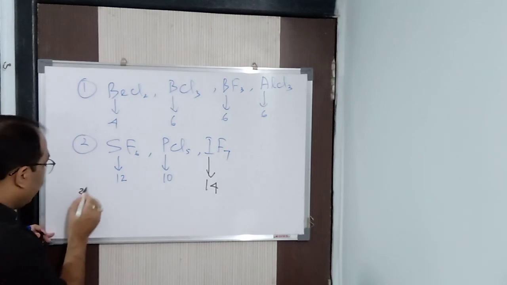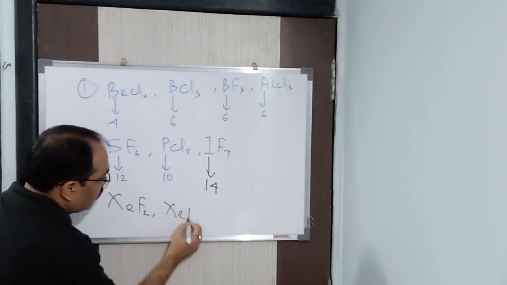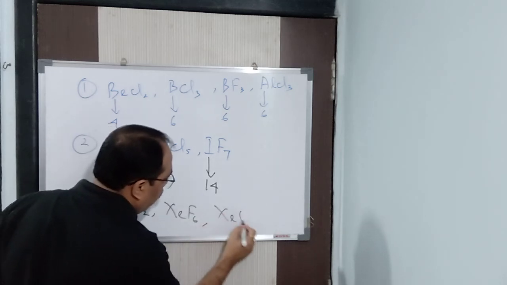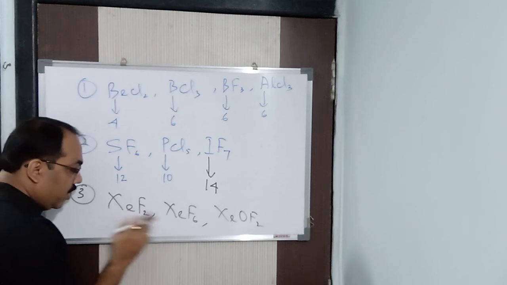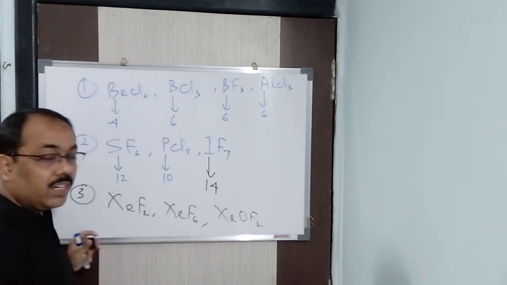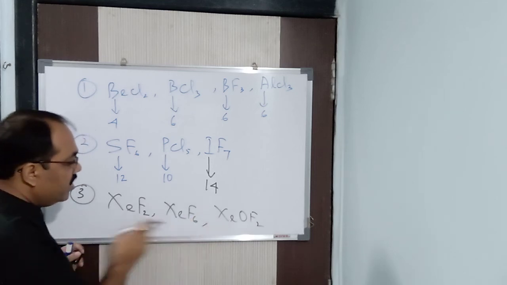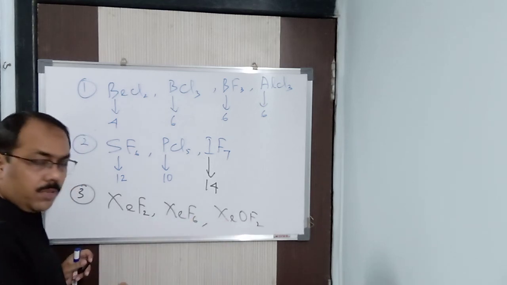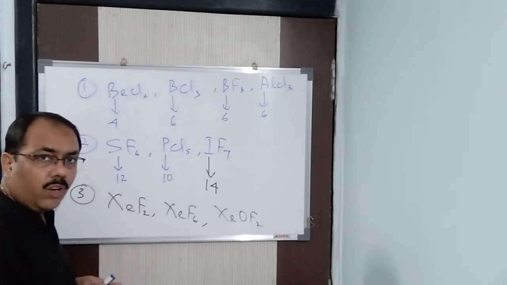Now, there are compounds like XeF2, XeF6, XeOF2. Got it? These are all stable. Xenon is stable. Even krypton also forms a compound with fluorine, KrF2. So in this way, these are all stable. Xenon is quite a stable element, an inert gas, but why does it combine with fluorine? What is the reason behind it?